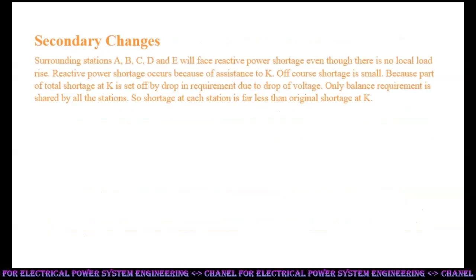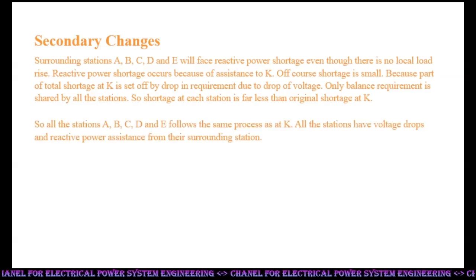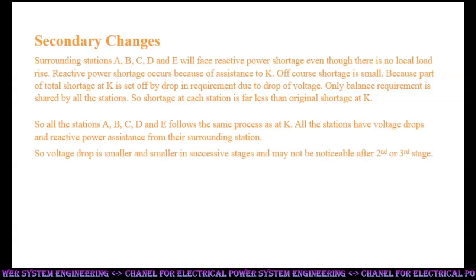Secondary changes. Surrounding stations A, B, C, D and E will face reactive power shortage even though there is no local load rise. Reactive power shortage occurs because of assistance to K. Of course, the shortage is small, because part of the total shortage at K is offset by the drop in requirement due to the drop of voltage. Only the balance requirement is shared by all the stations. So the shortage at each station is far less than the original shortage at K.